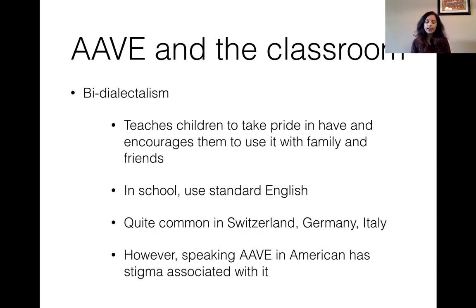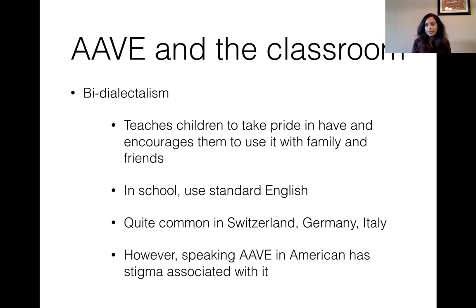The second is called bidialectalism, and this is basically, well, the children have to take pride in the language that they speak. So if you're an African-American vernacular English speaker, you take pride in that particular dialect. But they're encouraged to use it with a particular set of people, like with their family, with their friends back home. But in school, they use standard English. So it's basically like you have 2 different dialects in your head, and you use one and not the other in certain kinds of situations.